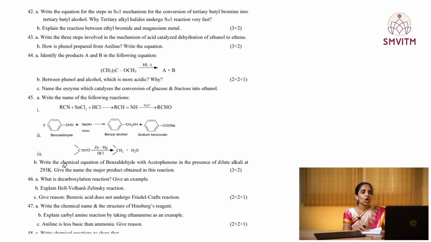Next, how is phenol prepared from aniline? First, you have to subject aniline to diazotization. Benzene diazonium chloride is formed. Then you have to just warm it with water, you get phenol. Both equation and explanation are needed.